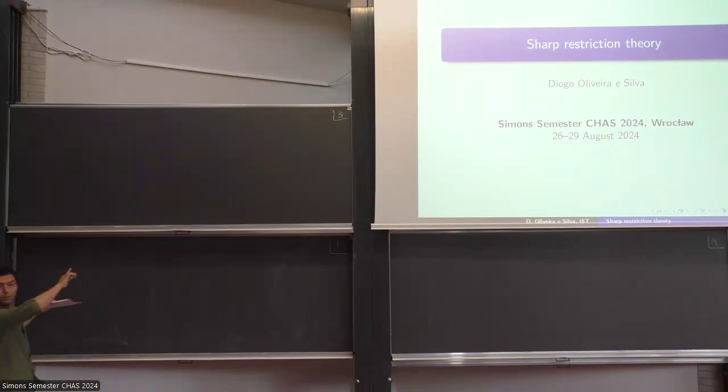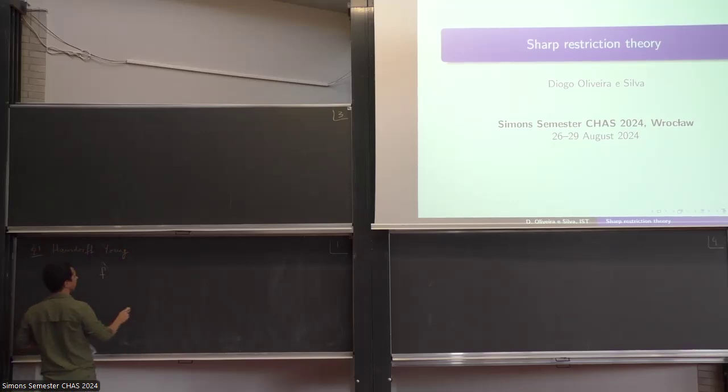I'll mostly be using the board, by the way, but there are a few pictures that I want to show you, so the slides are up. Let's start very easily with the Hausdorff-Young inequality. I like to think about this as sort of a toy model for some phenomena that show up in restriction theory. Okay, so the Hausdorff-Young inequality is about a Fourier transform.